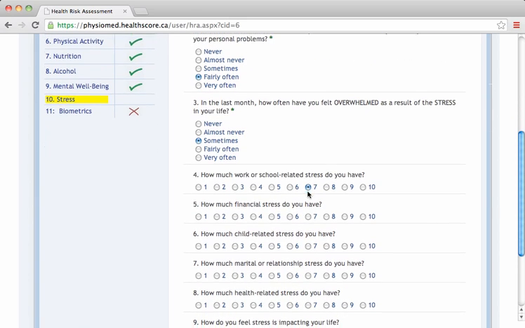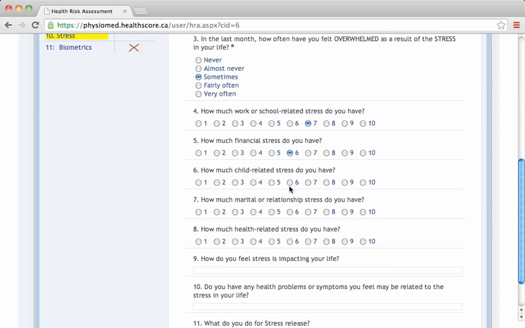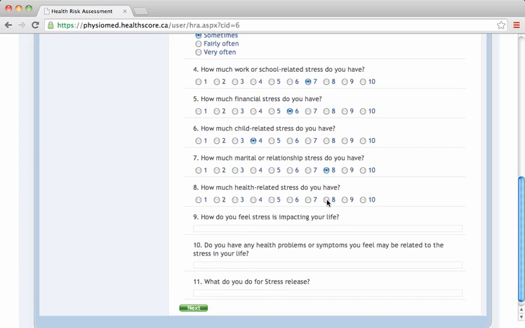How much work-related stress do you have? We'll say 7. How much financial stress? 6. Child-related stress, 10 years old. 4. Marital stress or relationship stress. Say an 8. Health-related stress, also an 8.